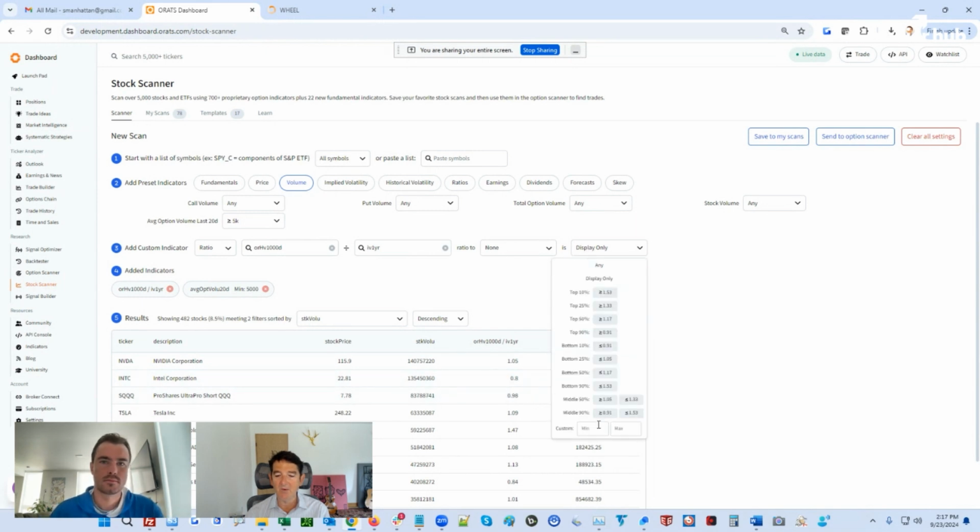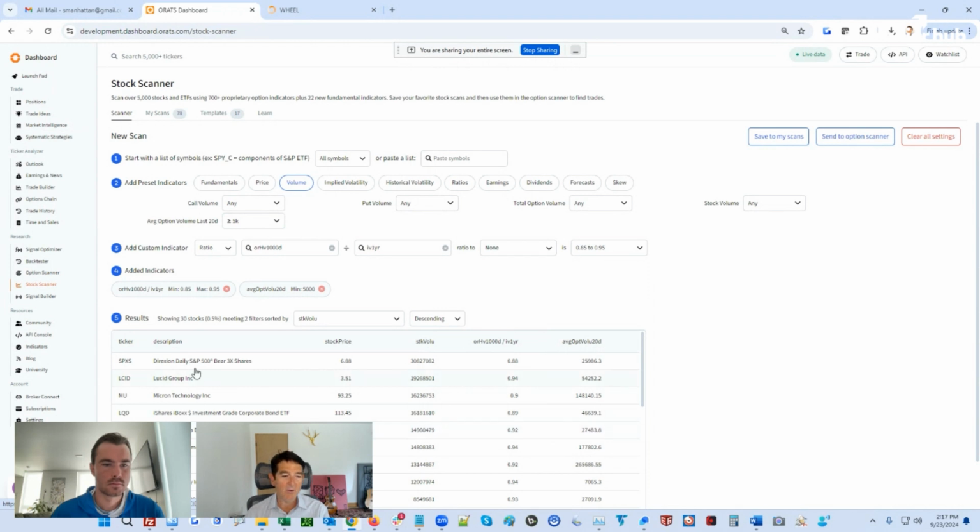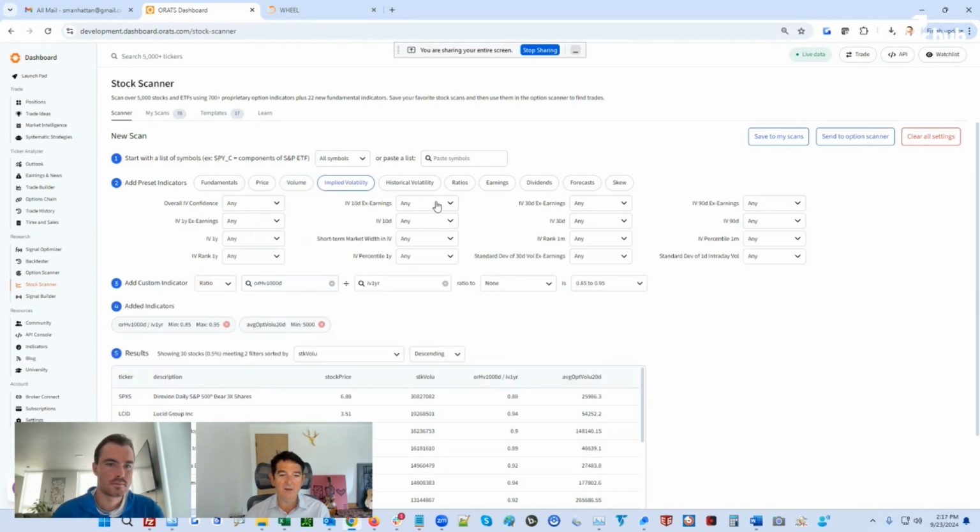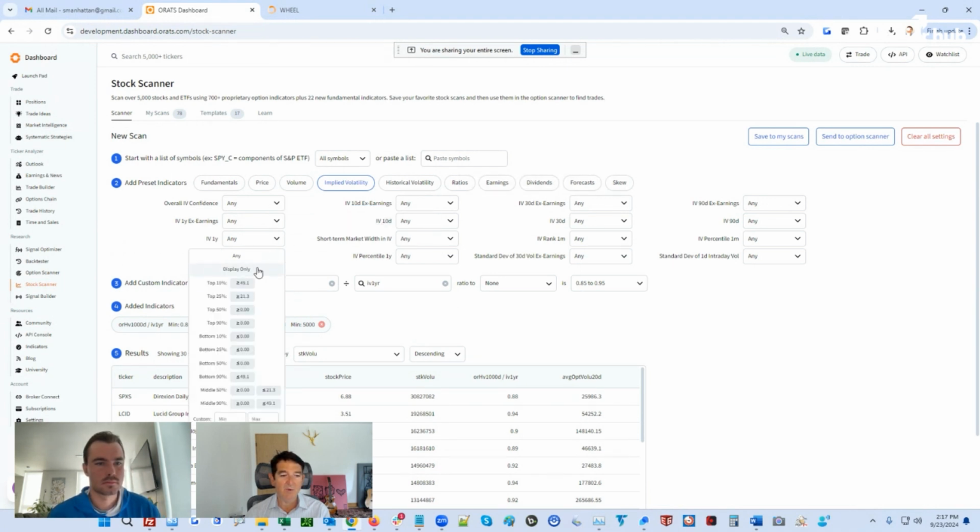What I like to do is, I don't want it too low, because that's kind of a weird scenario. So I'll put the lowest I want is 0.85, and the highest I want is 0.95. We'll just say that. So now we're down to 30 stocks. So now you can start to think about, okay, I don't want a 3x bear. So let's see what the implied volatility is of this particular. We could just say, hey, what is the implied volatility here?